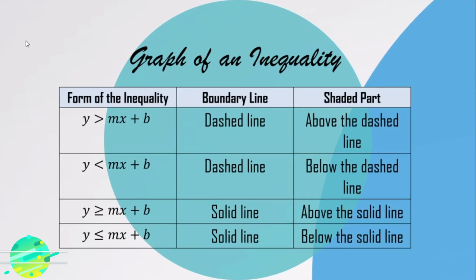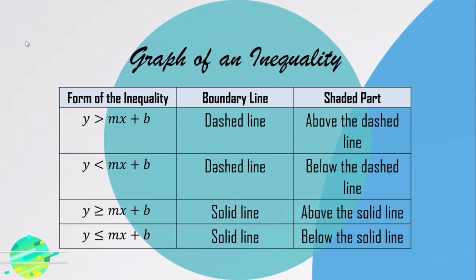And for the graph of inequality, again, dapat nasa ganitong form. Dapat nasa ganitong form of the inequality, which is slope-intercept form. So, y is greater than mx plus b, and the boundary line is dashed line. And syempre, since greater than ang kanyang inequality, so above the dashed line. In ating y is less than mx plus b, dashed line ulit. And since less than, so below the dashed line.